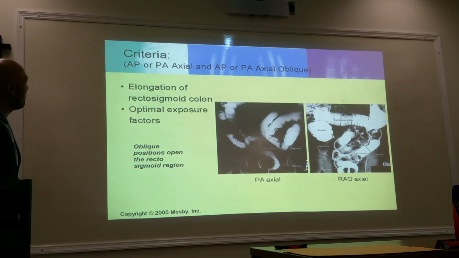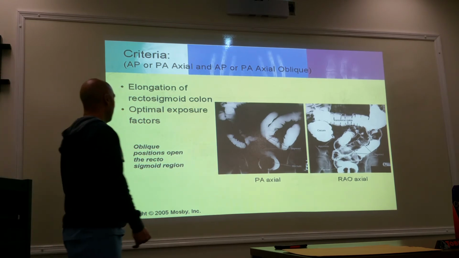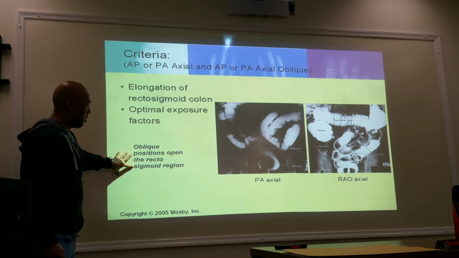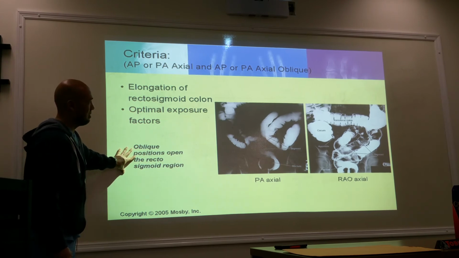All right, so AP or PA axial and AP and PA axial oblique elongates the rectal sigmoid colon. The oblique positions open the rectal sigmoid colon region a little bit better than just a straight PA or AP.